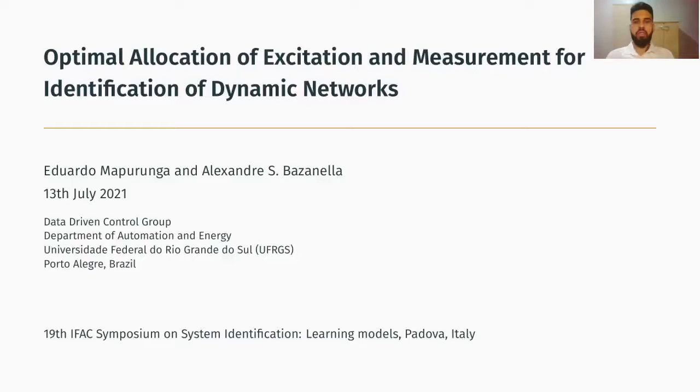Hello, my name is Eduardo and today I'm going to present the work entitled Optimal Allocation of Excitation and Measurement for Identification of Dynamic Networks. In this work, we analyze the problem of choosing the set of inputs and outputs in a dynamic network.